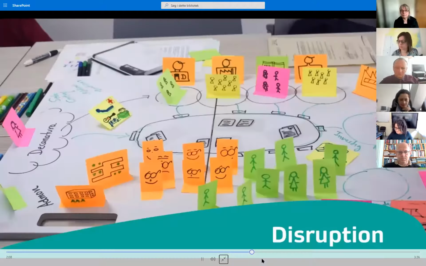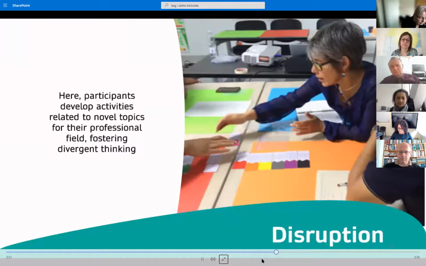The second moment is disruption. In this moment, participants develop activities related to novel topics for their professional fields, fostering their divergent thinking. You can imagine engineers and accountants learning about color theory. This moment definitely offers a disruptive environment.